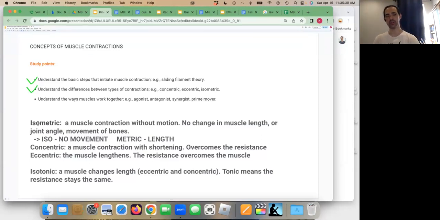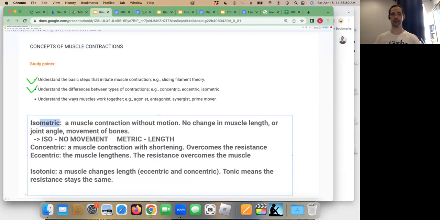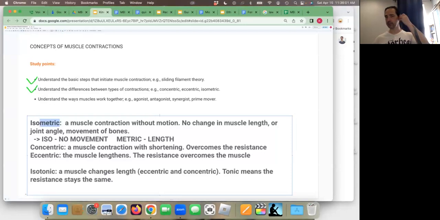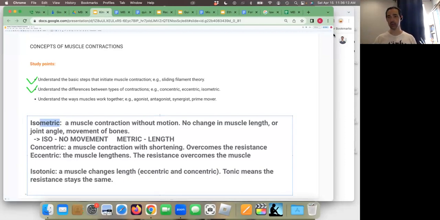So if you break these words down, you get iso and metric, right? And iso means same or no change. Metric means length, or how to measure something. So isometric means the length is staying the same. And an isometric movement is one in which the joint and the muscle is not moving. Oftentimes they'll have you place a limb or the bone that the muscle moves against something immovable.